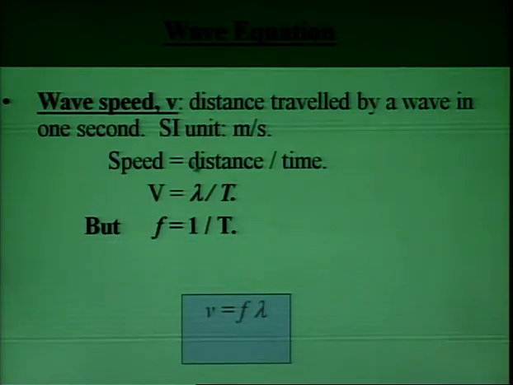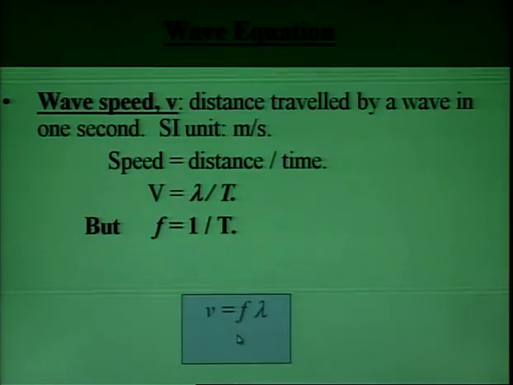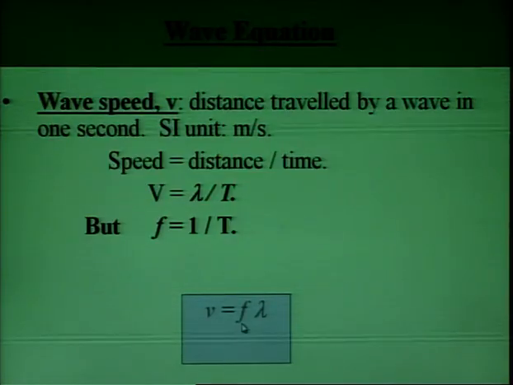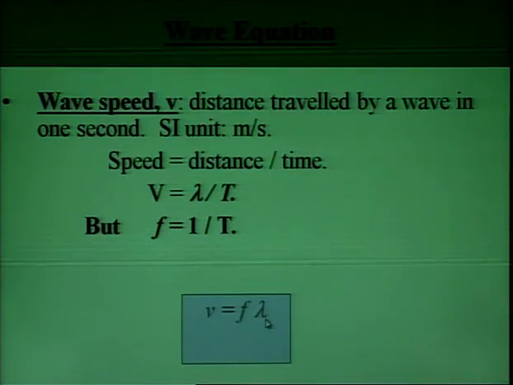We can use this formula, or we can replace 1 by t by frequency. Then the formula becomes v is equal to f lambda. F can be written as n, stand for frequency, f stand for frequency. So velocity is f lambda or velocity is n lambda.